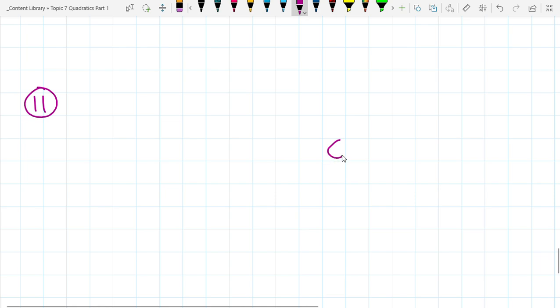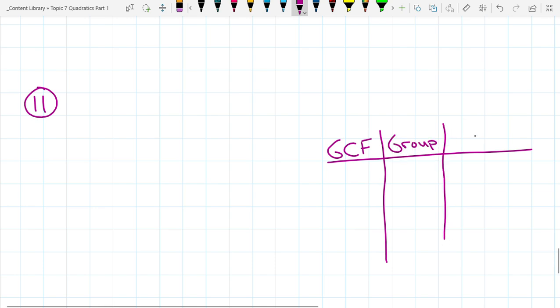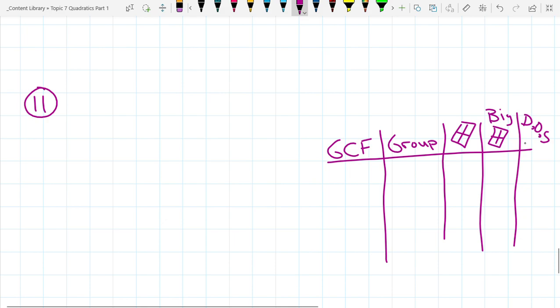The first thing you always look for is a GCF. Then you look for factor by grouping. Then you look for the diamond. Then you look for the big diamond. Finally, you look for the difference of squares. So I'm not going to write that down every single time looking through the study guide, but you can write it down and follow along if you need to.